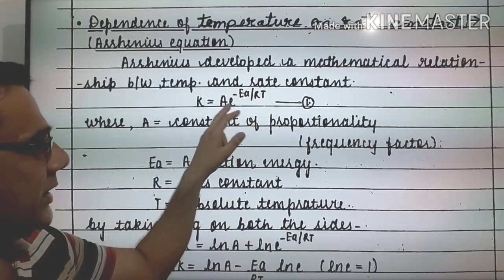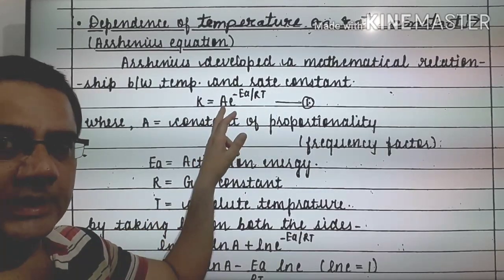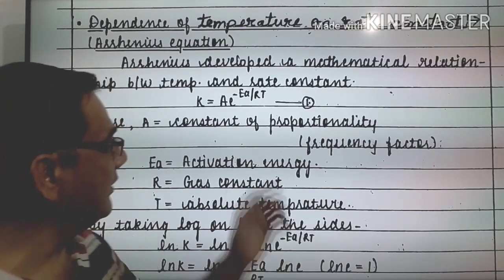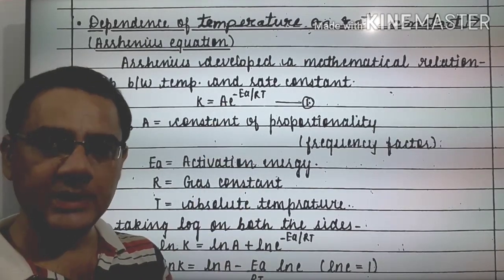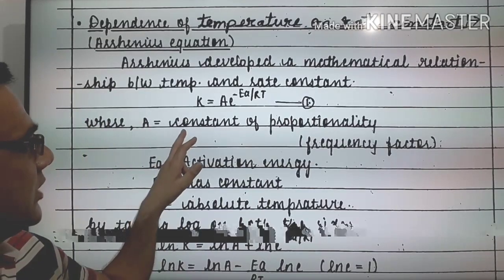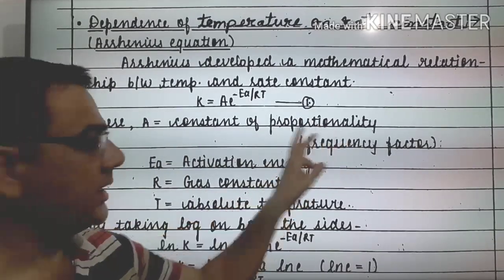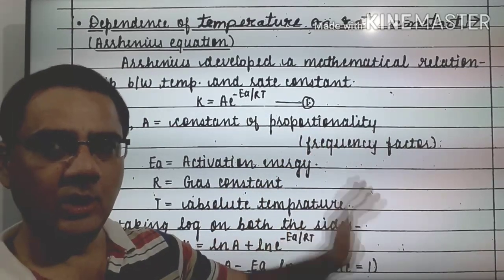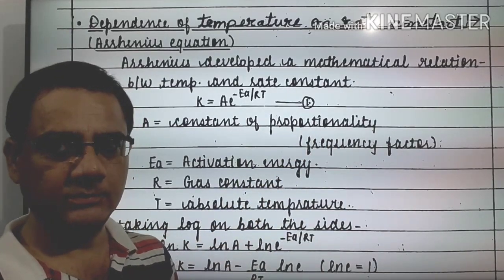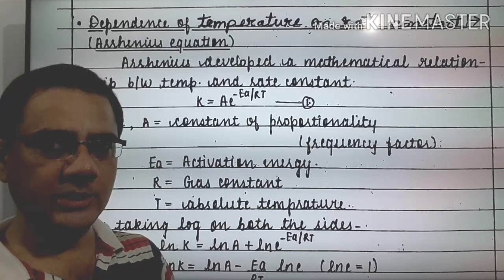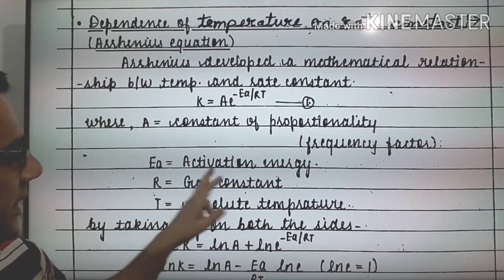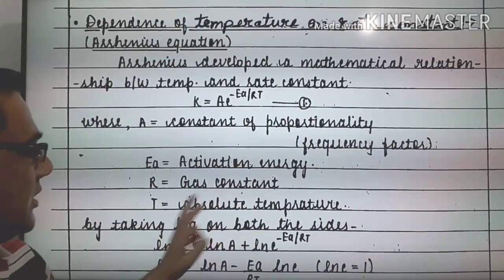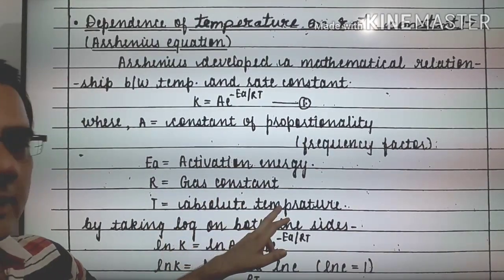And this is the exponential factor, so this A is called the pre-exponential factor. Before the exponential, the letter which is attached is called the pre-exponential factor. Either we say constant of proportionality, frequency factor or pre-exponential factor; we can call it by three names. Ea is called activation energy, that I will let you know afterwards. R is called the gas constant and T is called the absolute temperature.